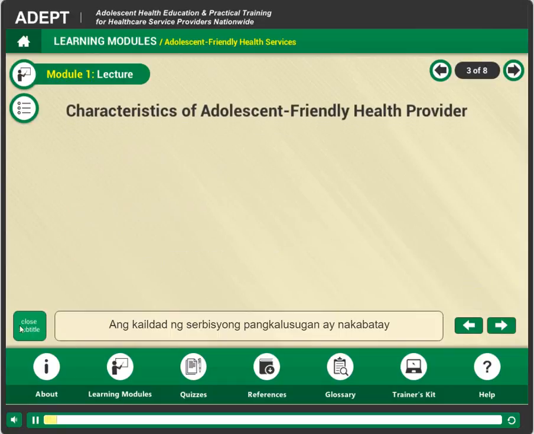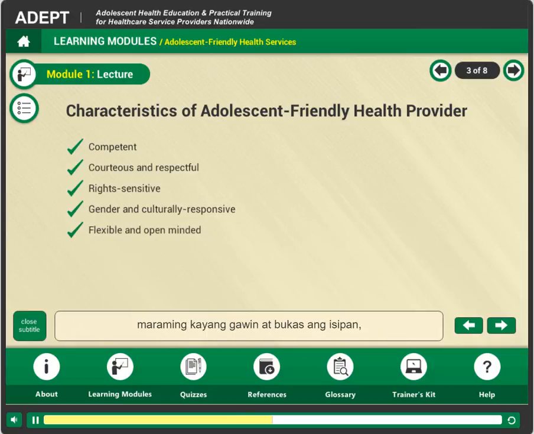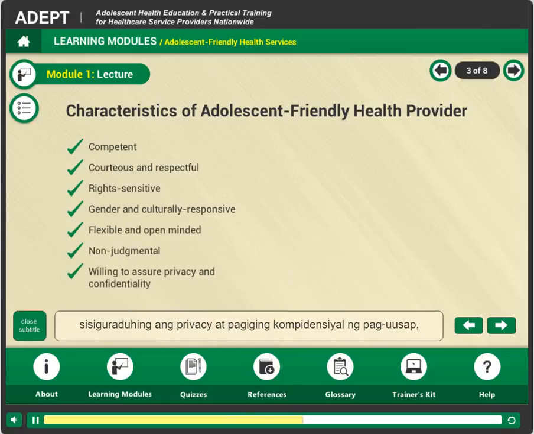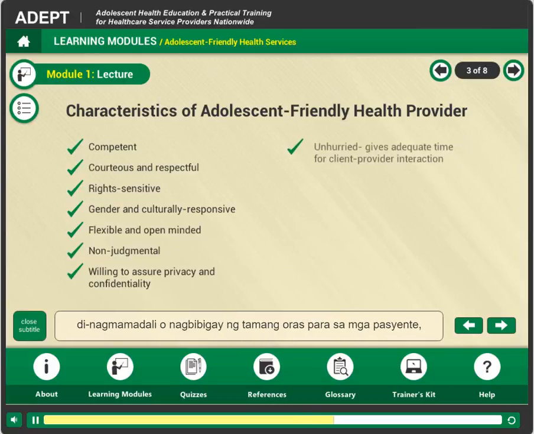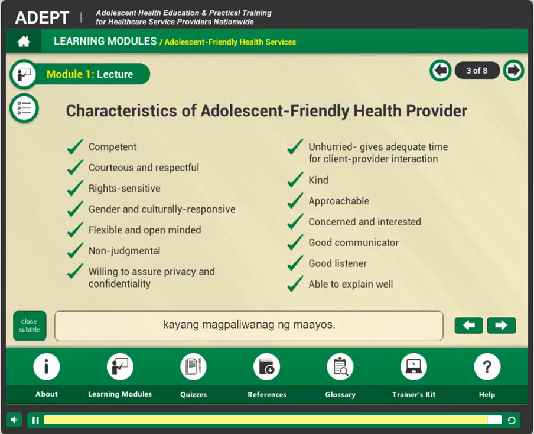The quality of the health services will also depend on the healthcare providers carrying out the services. An adolescent-friendly healthcare provider is competent, courteous and respectful, rights-sensitive, gender and culturally responsive, flexible and open-minded, non-judgmental, willing to assure privacy and confidentiality, unhurried or gives adequate time for client-provider interaction, kind, approachable, concerned and interested, a good communicator, a good listener, and able to explain well.